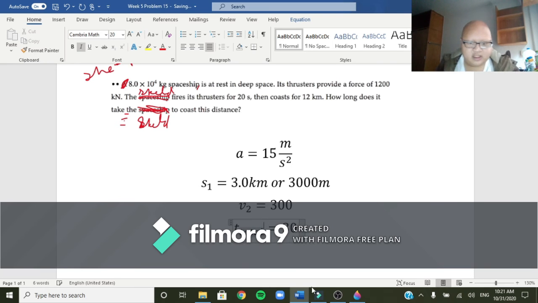So we add T1 to T2 to get the total time for the Skeld to coast the distance. T1 is 20, plus T2, which we calculated earlier as 30. We add the two, and we get 50 seconds, and that's your answer.